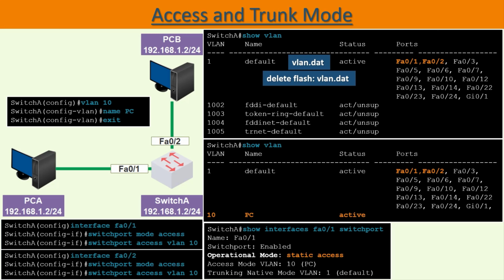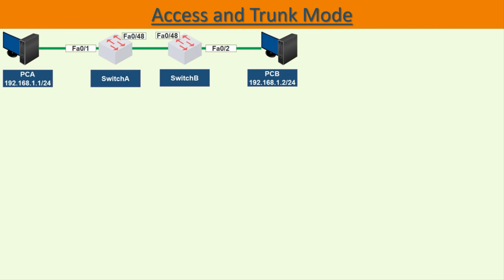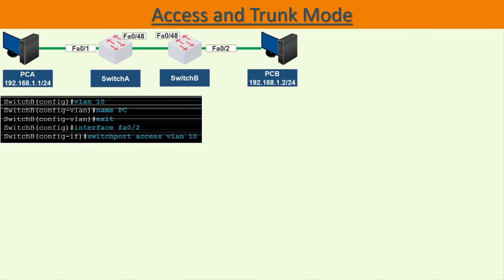We will now add a switch, which will be called switch B, on which we will move PC B. Now this is what our topology looks like. As with switch A, you have to create VLAN 10 that will also be called PC, and assign it to the port connected to PC B. The next step, so that PC A and B can communicate together on the same VLAN, is to create a trunk link between the two switches, to circulate the tagged frames of VLAN 10 from one switch to another.